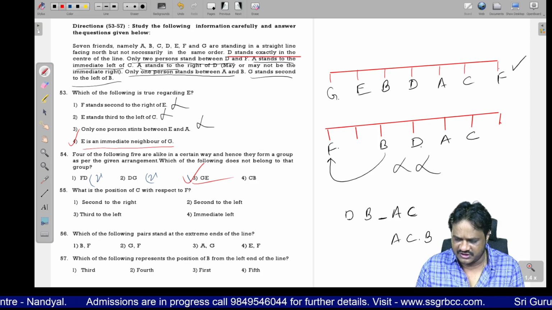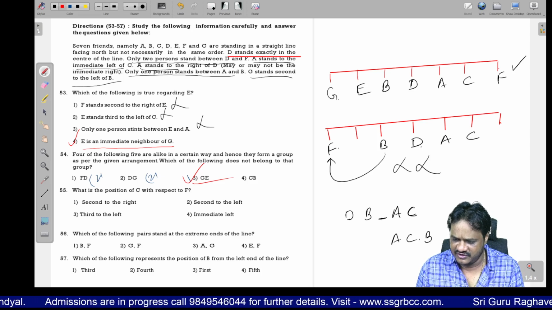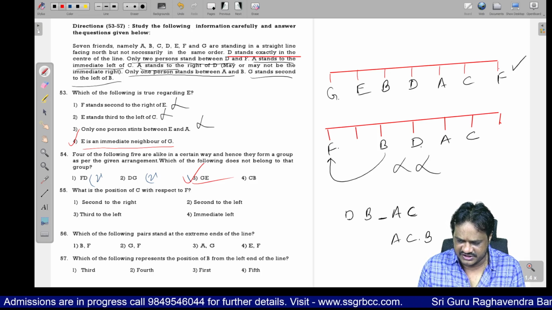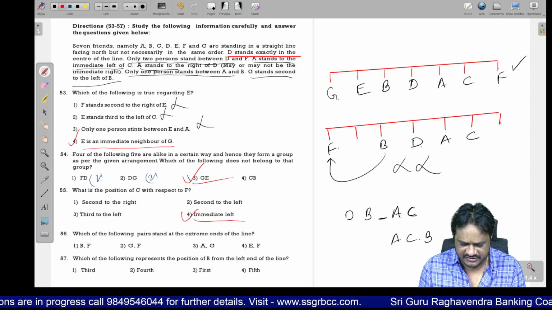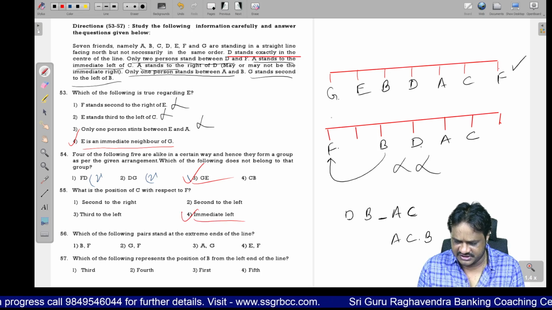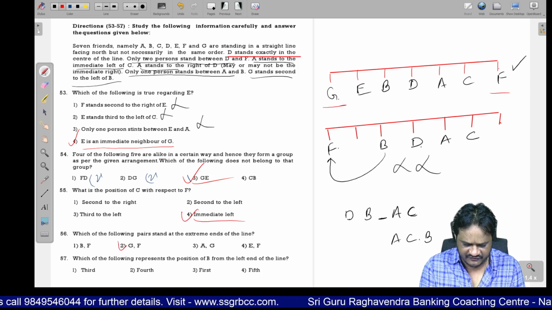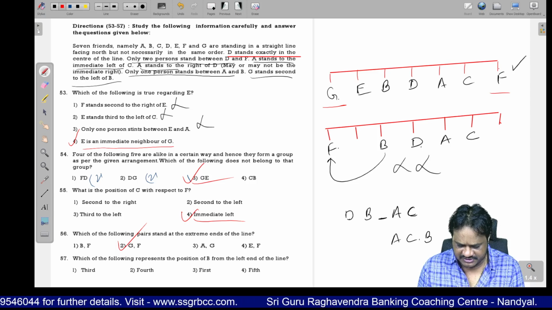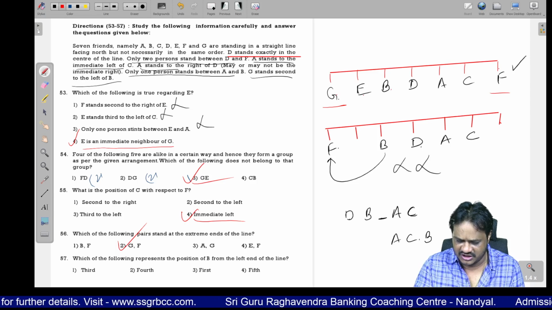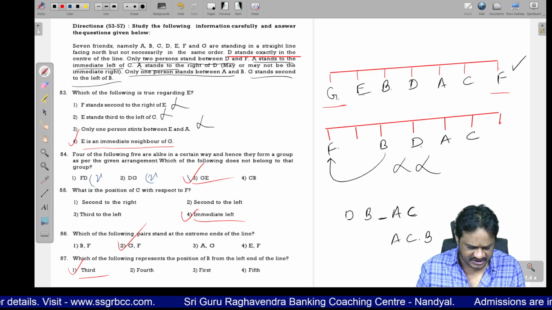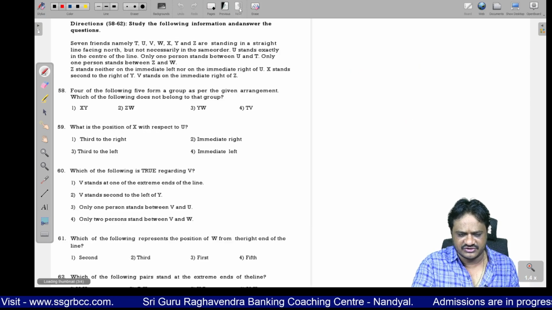What is the position of C with respect to F? With respect to F, the position of C is immediate left. Which of the following pairs is at extreme end? G and F. Which of the following represents the position of B from the left end? So third from the left. Third is the correct answer. Let us see the next question.